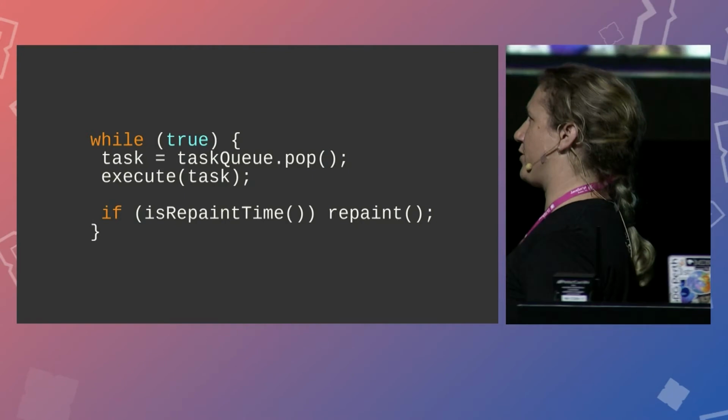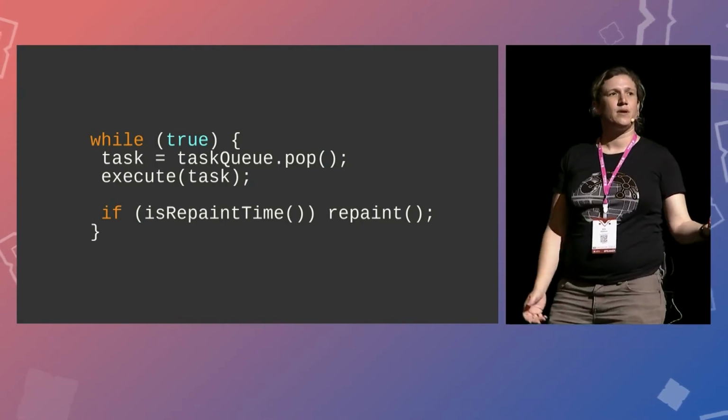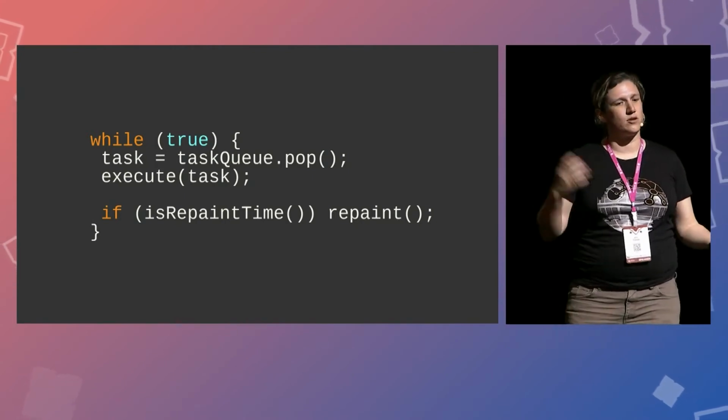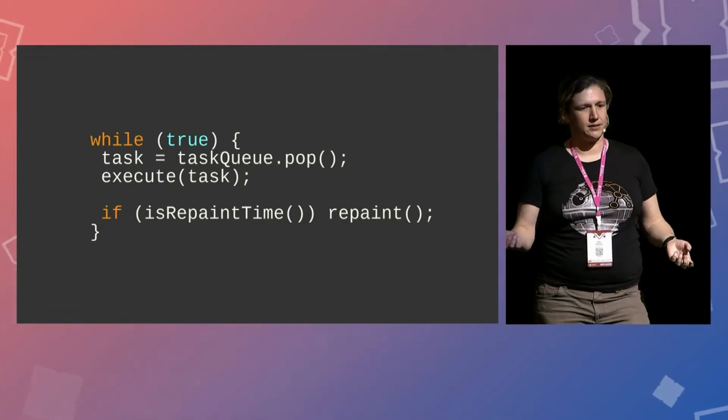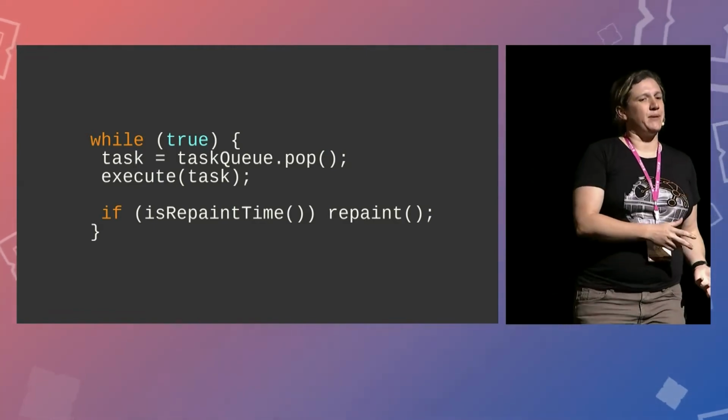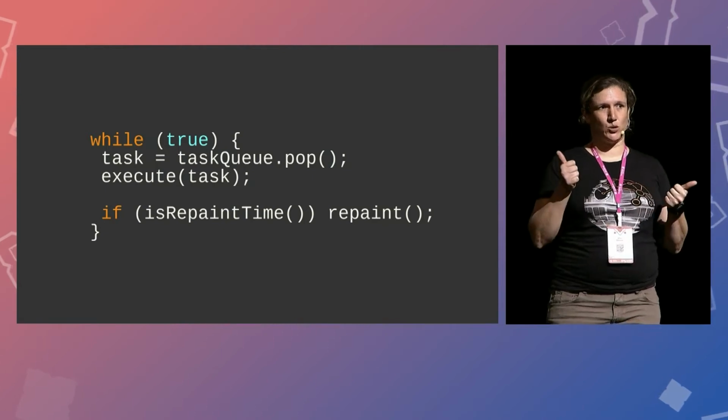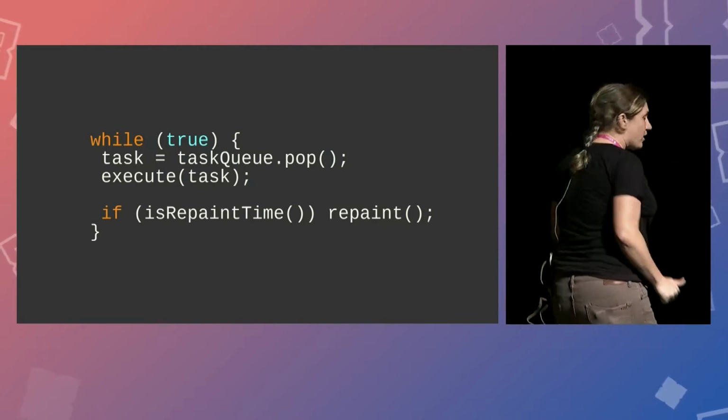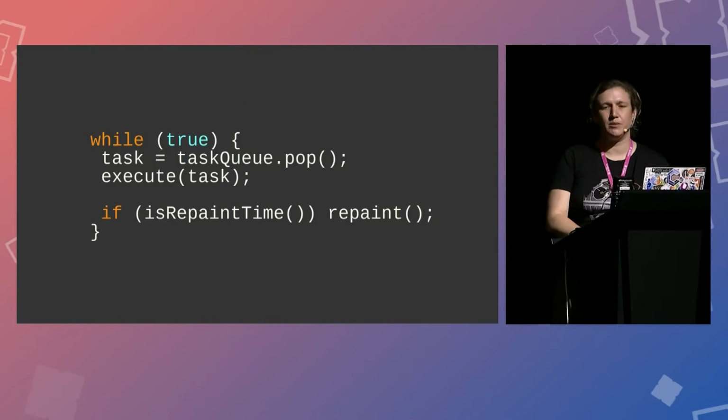OK, so now our event loop looks something like this. It's an infinite loop. For every turn of the loop, we're going to take a task off the task queue, and we're going to run that task. Then, if it's time to repaint, we're going to repaint. Everyone's cool with that? Good. Because it turns out it's a little bit more complicated than that.